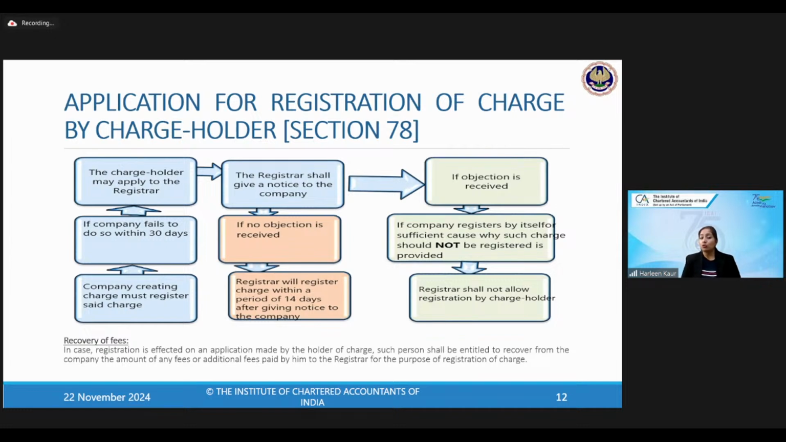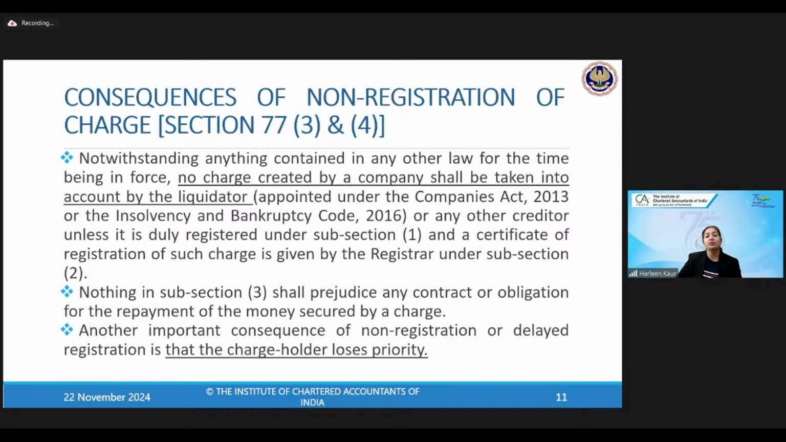Now, the company fails to do that in the first 30 days. The company did not get the charge registered. It forgot. It was so busy with another filing and all. They did not register. I told you if the company fails to register the charge, then the security will become unsecured, meaning no charge created by the company will be taken into account by the liquidator. Liquidator means if the company goes into liquidation. Now, what happens when the company goes into winding up and liquidation? First, the secured creditors are paid and then the unsecured creditors.